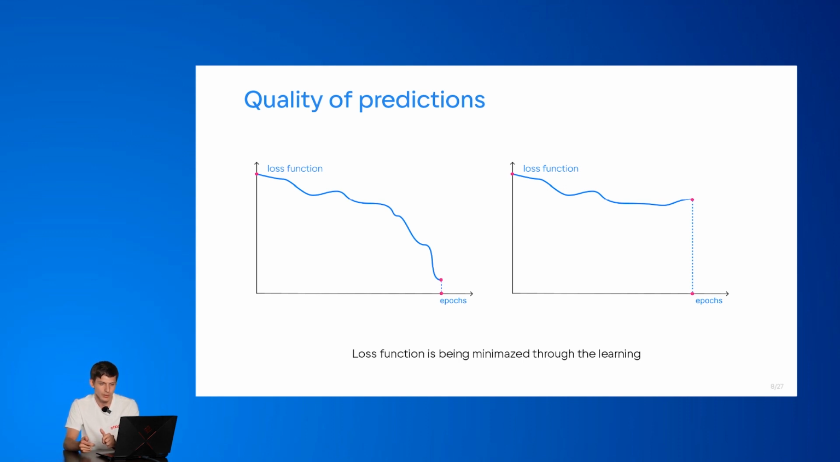There you can look at two graphs of learning. In the first one, on the left side, the loss function decreases through the learning, and it is okay. It's what we want. However, on the right side, the loss function does not decrease through the learning at all, and it is a bad example of a training process.